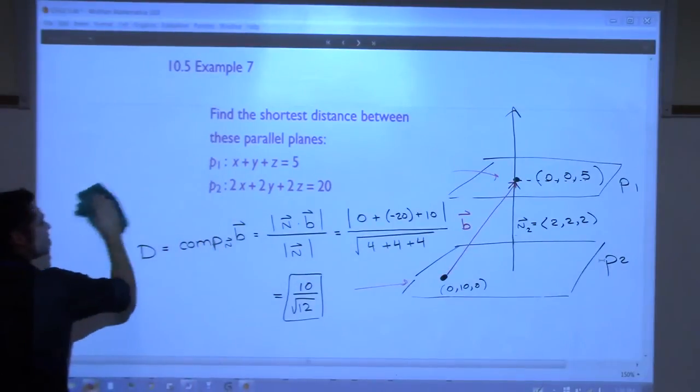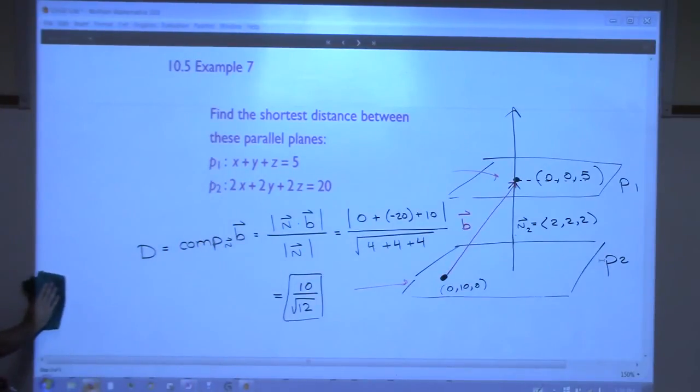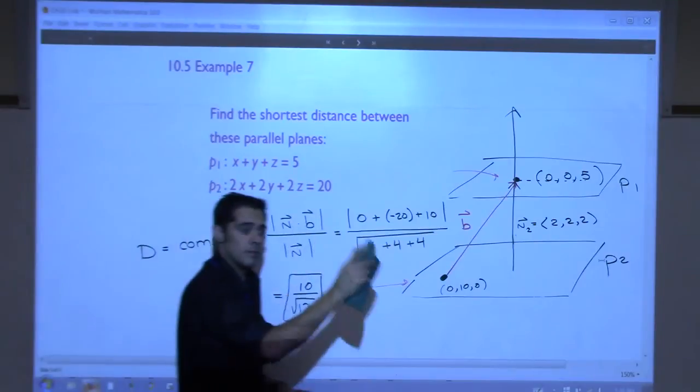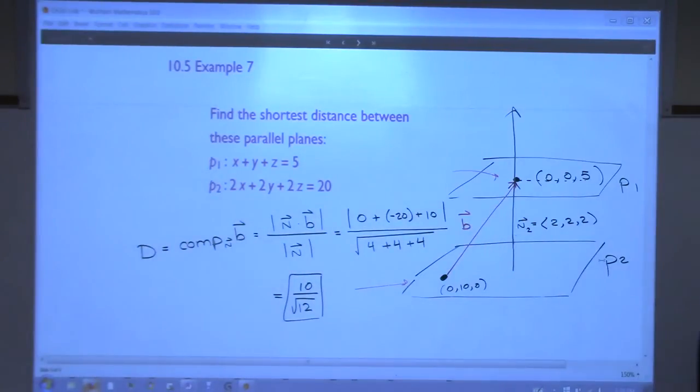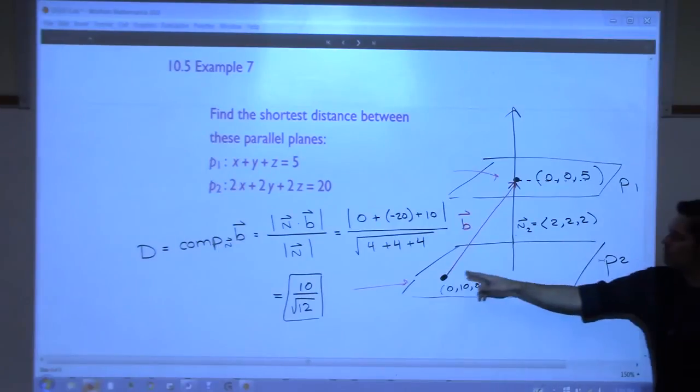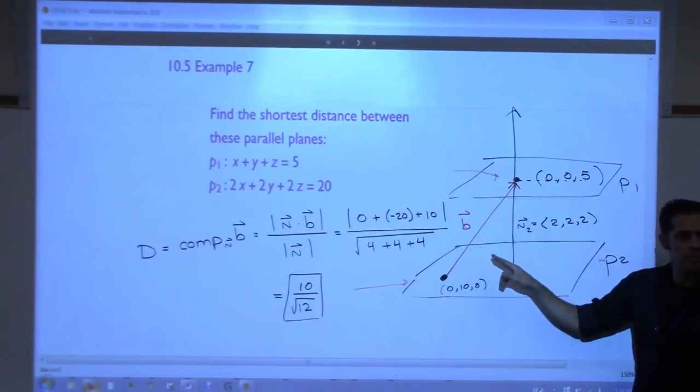Right. Questions? Yes? Finding the magnitude of the cross product of the vector b, and then just doing the sign.